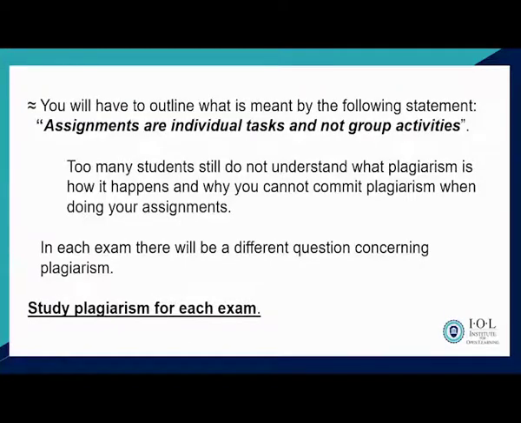Assignments are individual tasks and not group activities. Too many students still do not understand what plagiarism is, how it happens, and why they cannot commit plagiarism when doing their assignments. In each exam, there will be a different question concerning plagiarism. Study plagiarism for each exam.